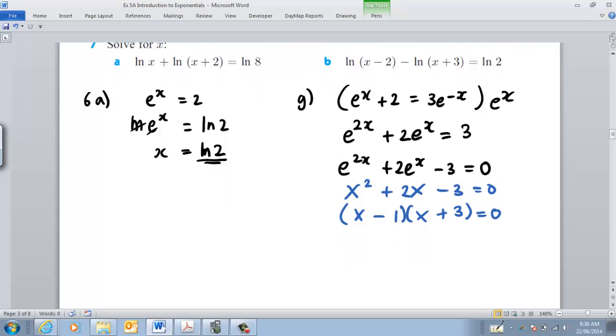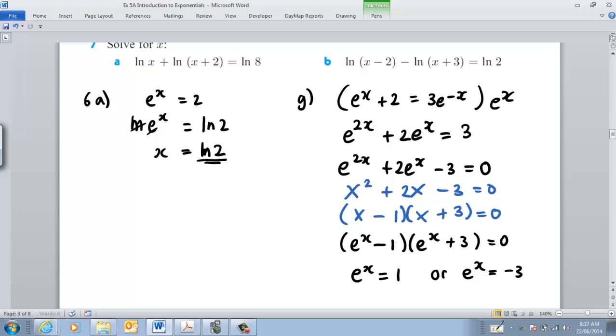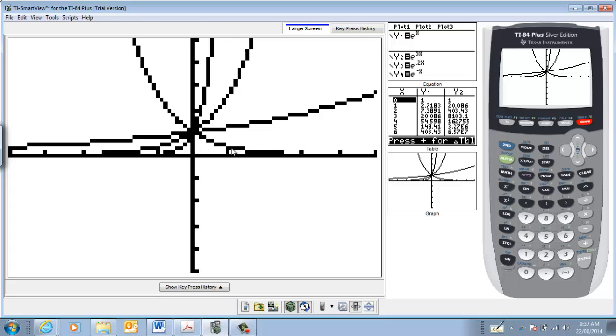Alright, so in terms of now solving that question, what I need to do is say, well, the x is in fact e to the x minus 1. That's going to be e to the x, because that's how I get e to the 2x anyway, isn't it? And then it's going to be plus 3 equals 0. Now, what that means is e to the x take 1 equals 0, so e to the x is equal to 1, or e to the x is equal to minus 3, for that to be the case. Now, with this thing, if we go back to our graph of e to the x, we know that e to the x is never negative, right?